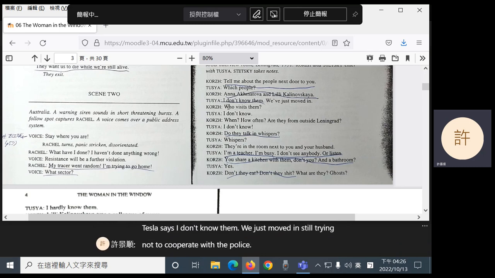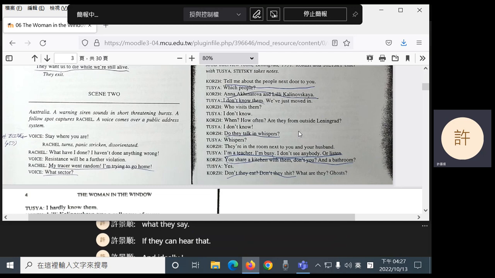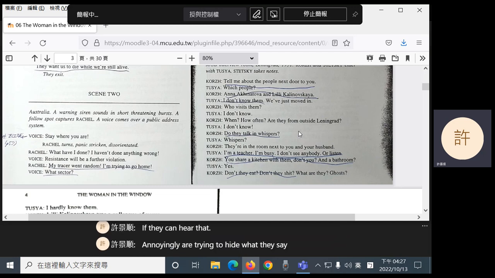Kors asks who visits them. She says, I don't know. When, how often, are they from outside Leningrad? I don't know. Do they talk in whispers? This is interesting. Even if the secret police cannot hear what they say, if they can hear that Anna and Lily are trying to hide what they say, that could also be suspicious.